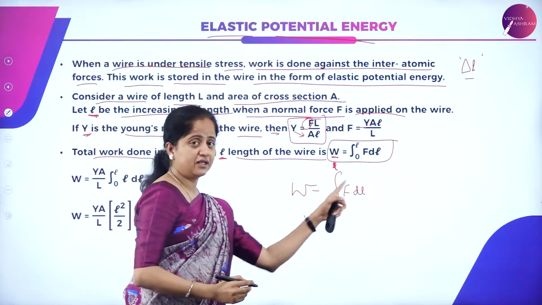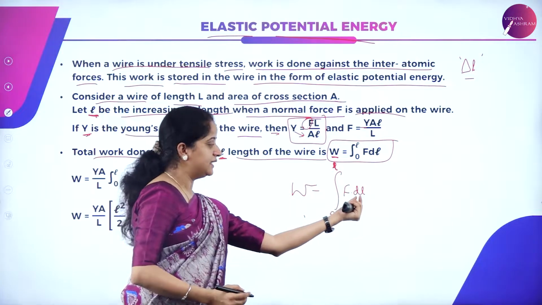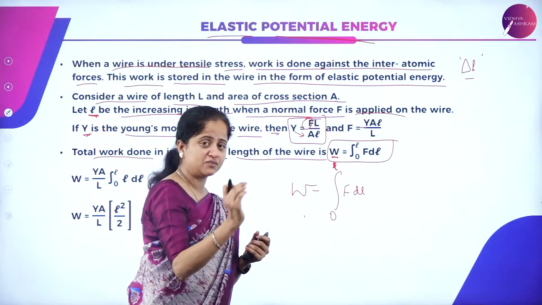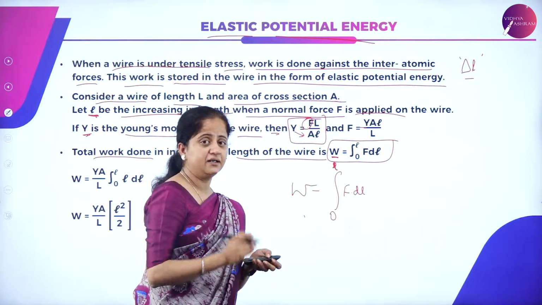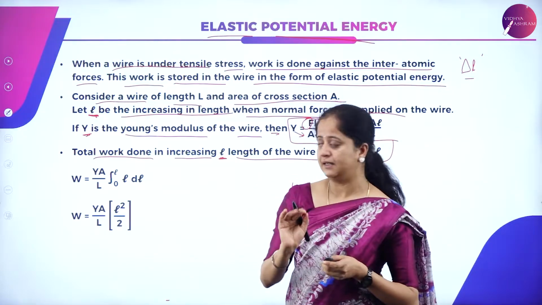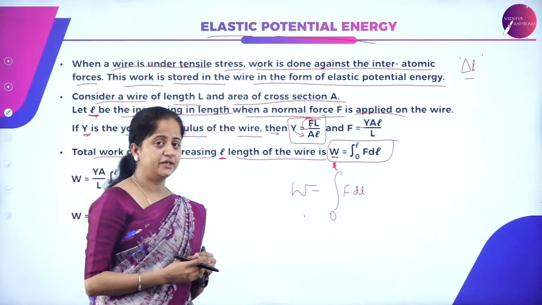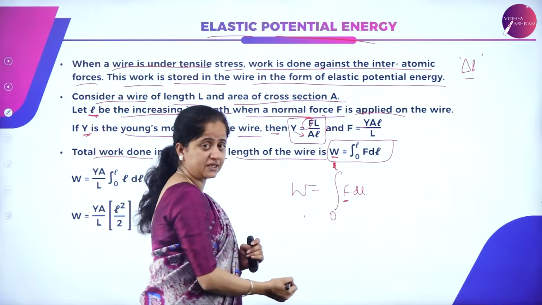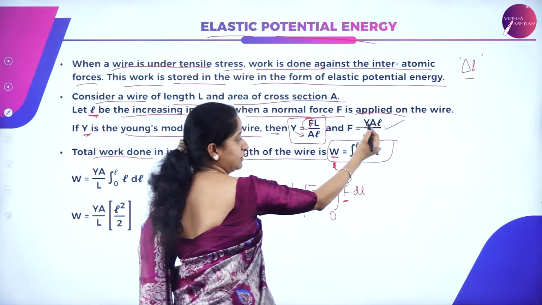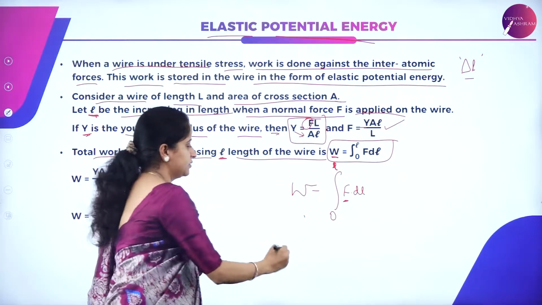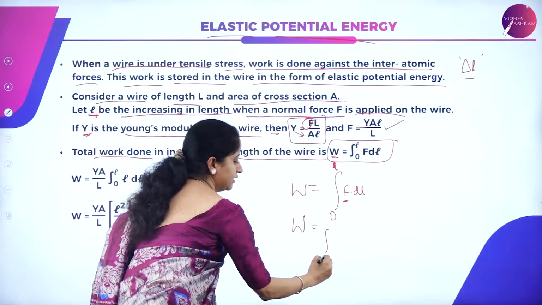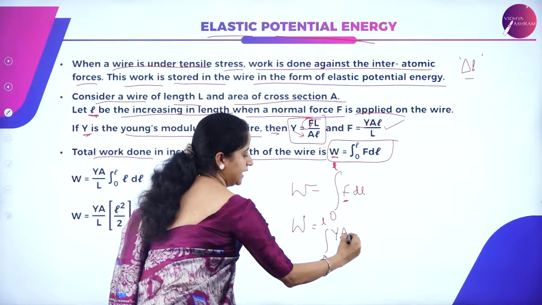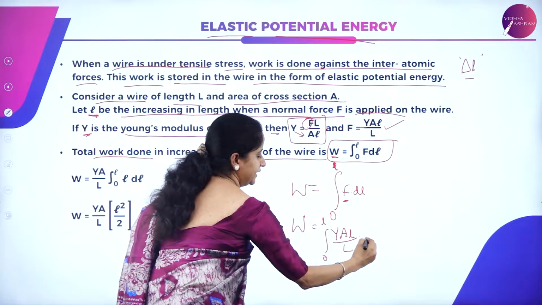So what is this F into DL? This is force acting on the wire, and DL is nothing but change in length, small changes in length. So if you integrate these small things, you will get total work done in the wire in increasing the length. Yes, now it is clear to all of you, I think, why we have to consider these two limits. So now we have the expression for force as well. So from this we can write F is equal to YAL divided by L. So let us now write W is equal to integral of 0 to L. In the place of F I am writing these terms, that is YAL divided by L into DL.